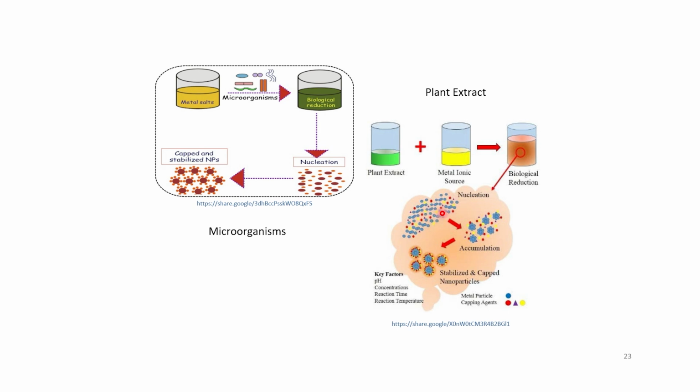You can see the metal particles are all scattered when nucleation is happening. Biological reduction has started, and metal particles are scattered with capping reagents, and then they get clustered and accumulated, and your capping reagent is surrounding your nanoparticle, and these stabilized nanoparticles are obtained.